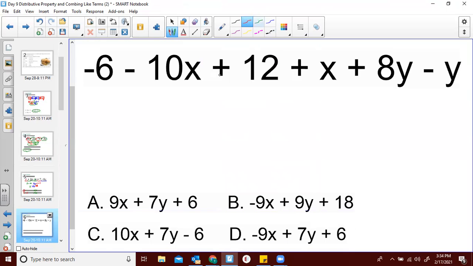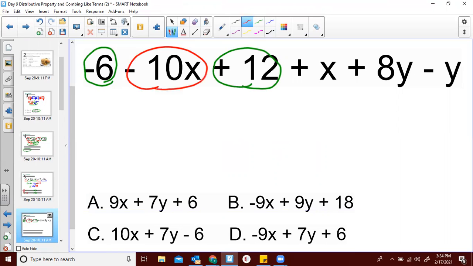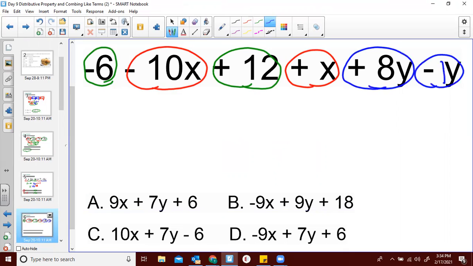All right. By now, you guys are probably getting the hang of this, so I'll speed it up. I have a constant. I have my team X, negative. Don't forget to grab that negative. My team X. And then I have my 8y and a negative y. Don't forget there's a 1 here for my y. There's a 1 here with my x.